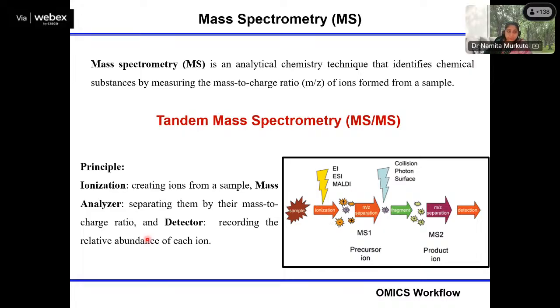So what is the principle of tandem mass spectrometry? First, ionization, creating ions from a sample. The mass analyzer separates them by their mass to charge ratio, and the detector records the relative abundance of each ion. So this is the principle of mass spectrometry. And nowadays tandem mass spectrometry, MSMS, is mostly used. It gives very sensitive, robust and good results.